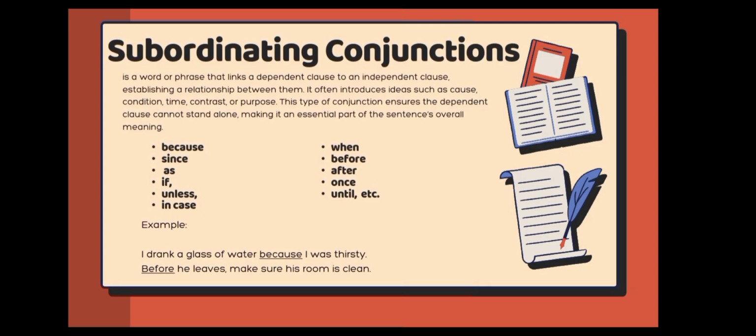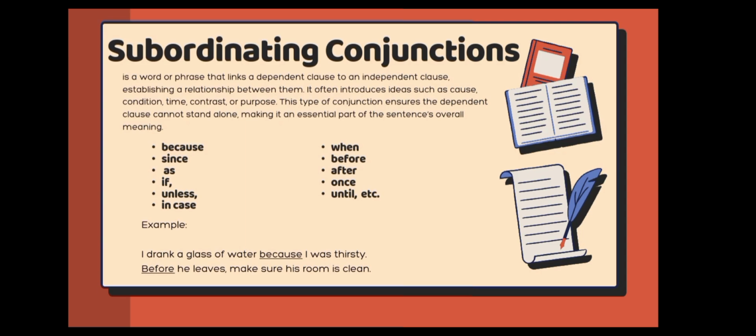subordinating conjunctions. A subordinating conjunction is a word or phrase that links a dependent clause to an independent clause, establishing a relationship between them. It often introduces ideas such as cause, condition, time, contrast, or purpose. This type of conjunction ensures the dependent clause cannot stand alone, making it an essential part of the sentence's overall meaning.